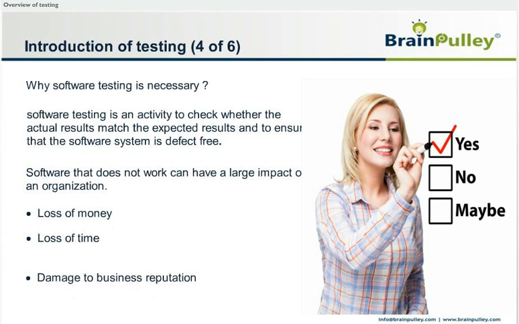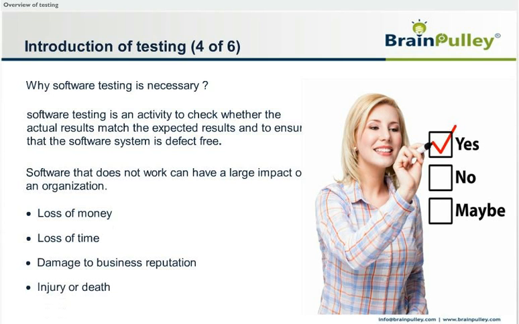Damage to business reputation. If an organization is unable to provide service to their customers due to software problems, then the customers will lose confidence or faith in this organization, and probably take their business elsewhere. Injury or death. It might sound dramatic, but some safety-critical systems could result in injuries or deaths if they don't work properly. Example, flight traffic control software.